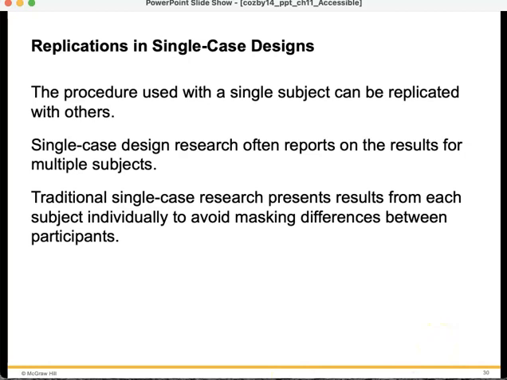So the procedures for use with a single subject can be replicated with other subjects, and this would greatly enhance the generalizability of the results. So usually reports of research that employ single case experimental procedures do present the results from several subjects, and often in several settings. Traditional single case research presents results from each subject individually to avoid masking differences between the participants.